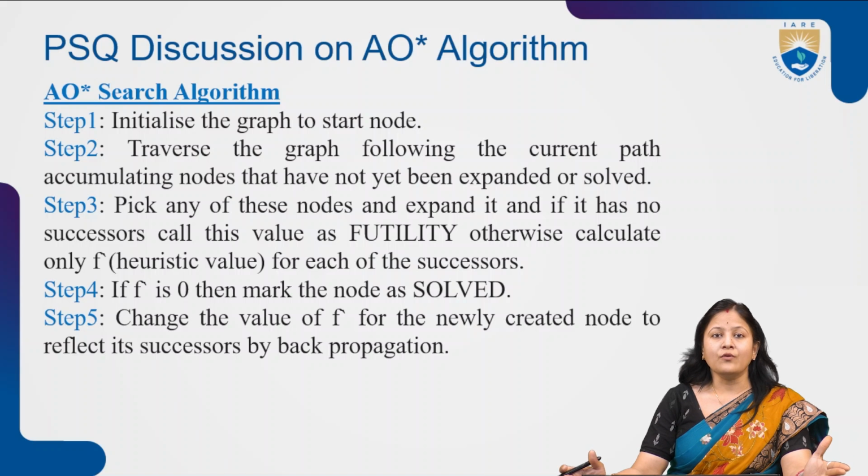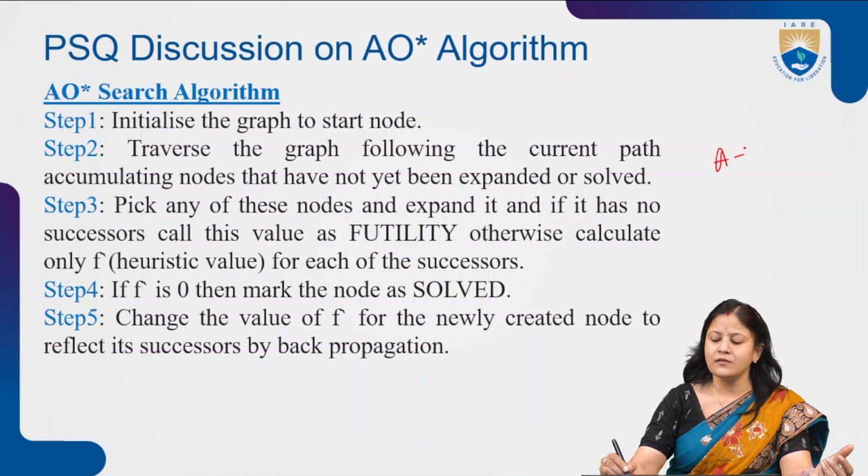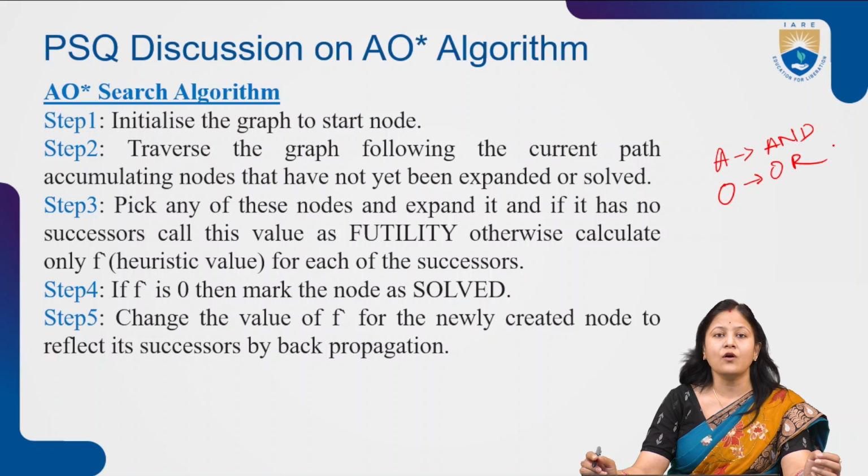The AO* algorithm is an advanced version of the A* algorithm. Here AO* means AND-OR: A stands for AND and O stands for OR. That is why the algorithm is called the AO* search algorithm. It requires a few steps. Step 1 says to initialize the graph to the start node.